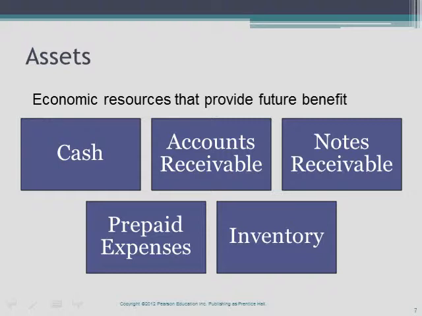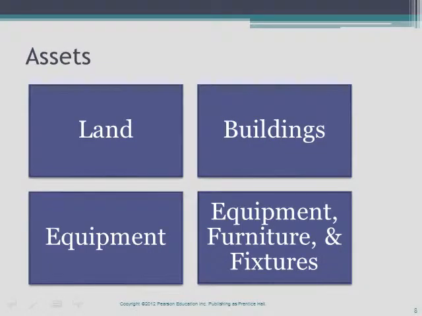So, for instance, if I paid 12 months of my rent during the first month of my rent period, I have a prepaid asset. I paid ahead the rent for the next 12 months, and so I'm able to capitalize that or treat that as an asset.